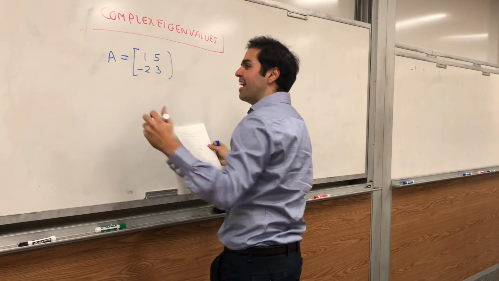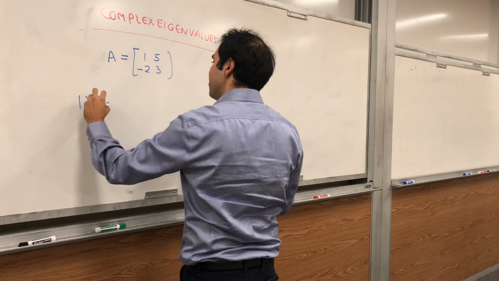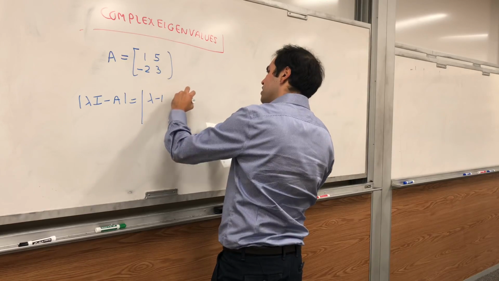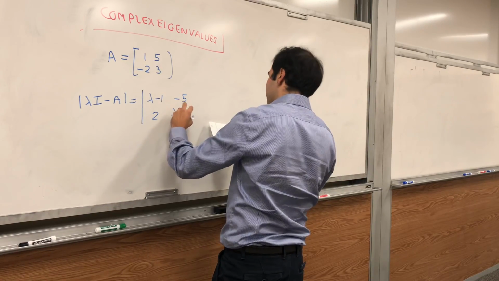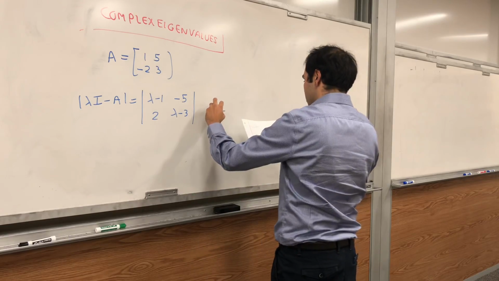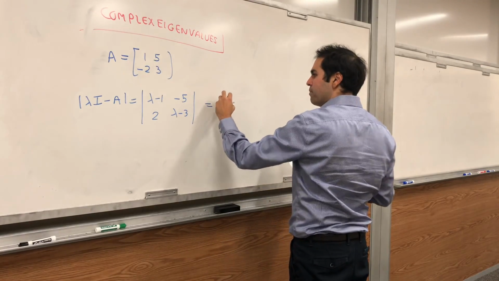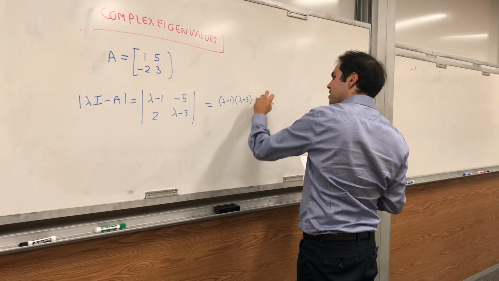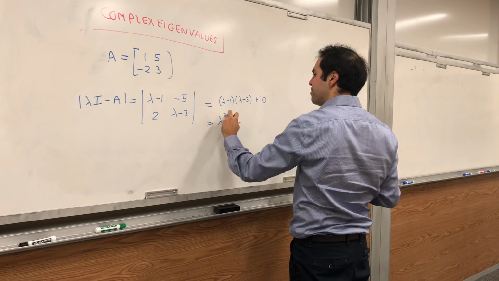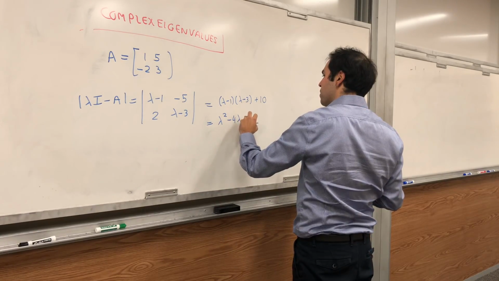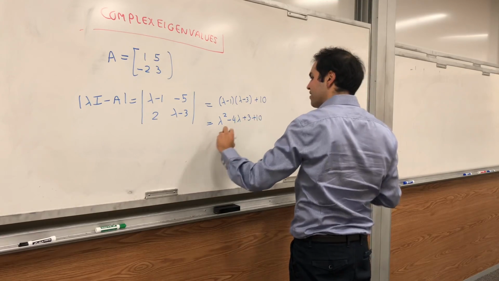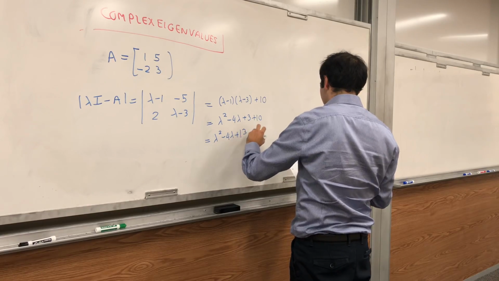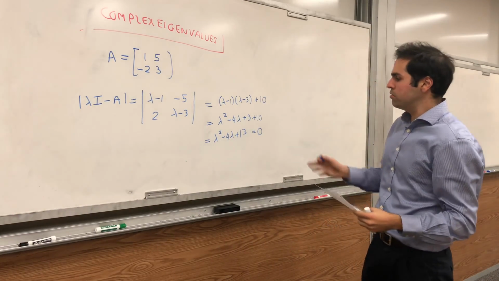Let's first find the eigenvalues. So let's do the determinant of lambda I minus A. So that's the determinant of lambda minus 1, minus 5, 2, lambda minus 3. And then that is lambda minus 1 times lambda minus 3 plus 10. So expand that out: lambda squared minus 4 lambda plus 3 plus 10, and that's lambda squared minus 4 lambda plus 13. And you want to set this equal to 0.